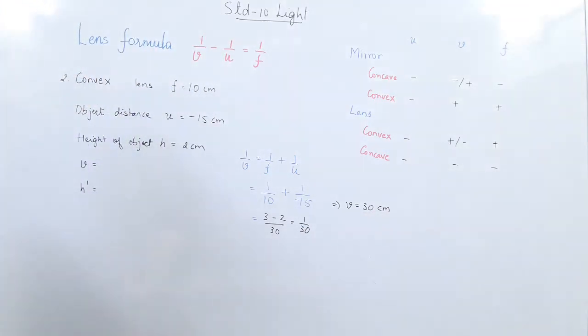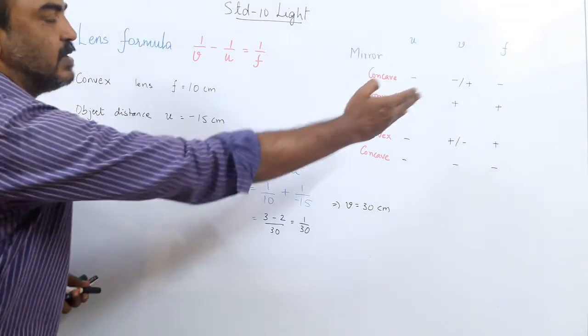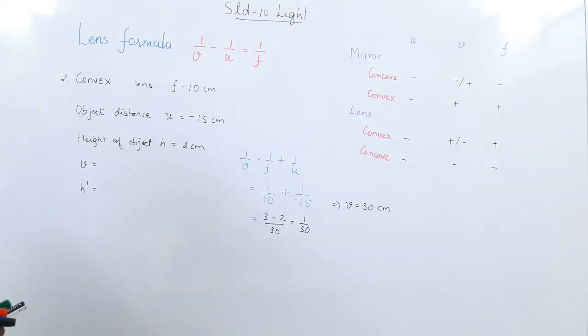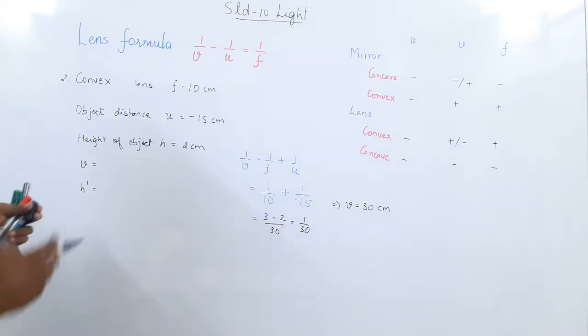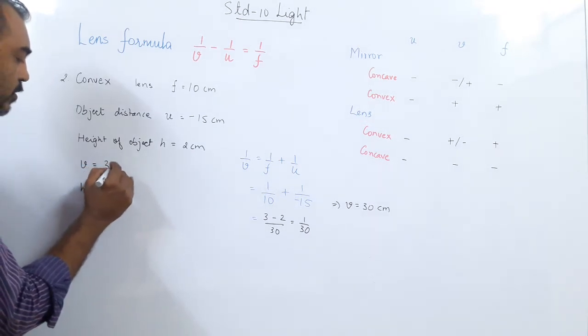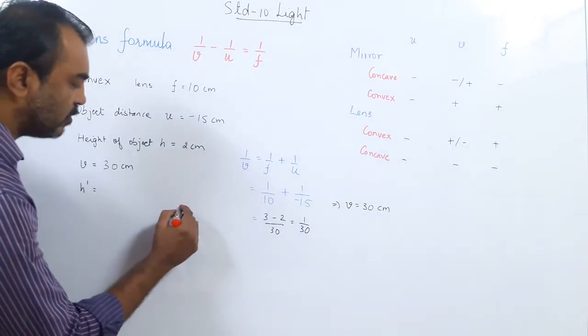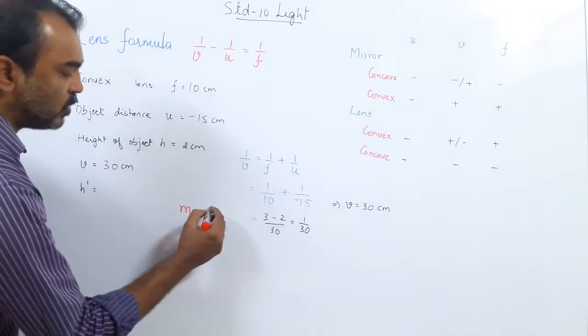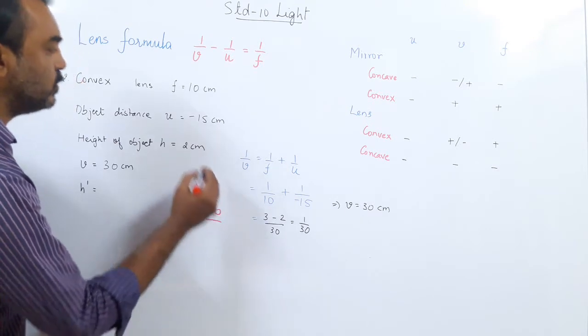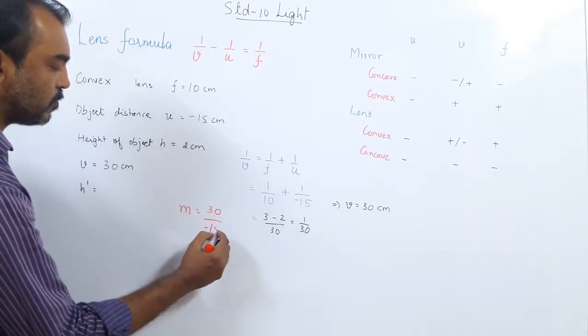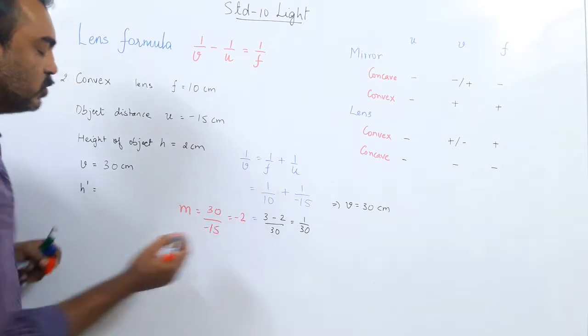So V is positive. V is positive means the image is on the right side. Right side means it will be real. So it will be real and inverted. So how will we get the inverted? What we got: V equal to 30 centimeter. Now look at the magnification. What is the magnification? V upon U. V is how much? 30. And U is how much? Minus 15. So the magnification is minus 2.